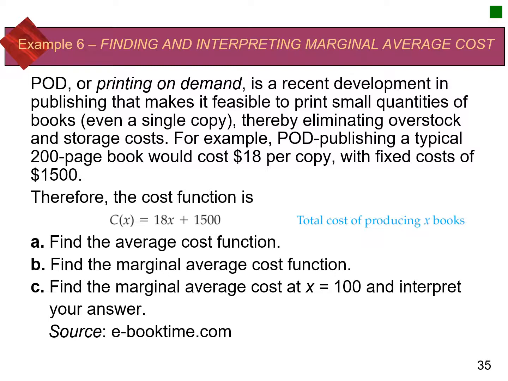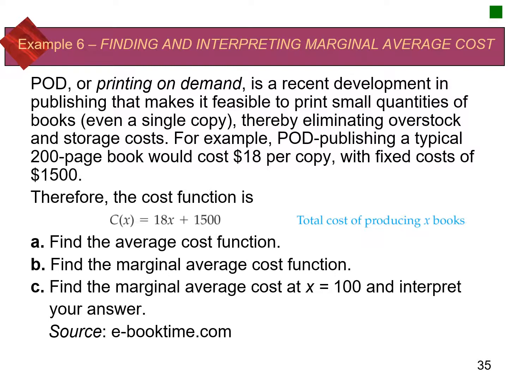Printing on demand is a recent development in publishing that makes it feasible to print small quantities of books, even a single copy, thereby limiting overstock and storage costs. For example, POD publishing a typical 200-page book would cost $18 per copy, with fixed costs of $1,500. So you have a cost function of 18x plus 1,500.